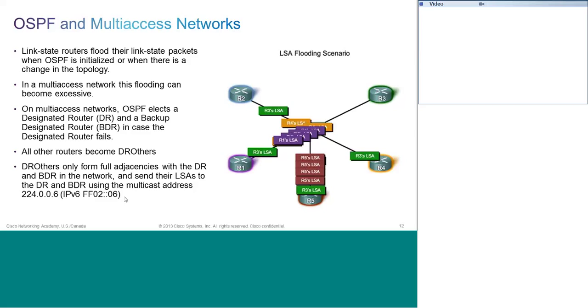And you can see in the graphic there, without a designated router or a backup designated router, the link state advertisement on an Ethernet network, like it's shown, would cause a lot of flooding in the network.